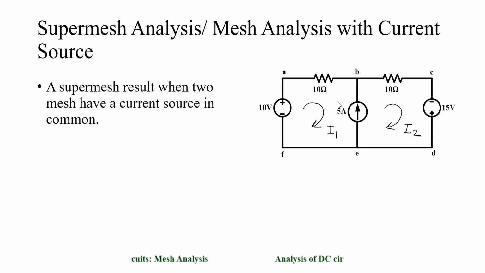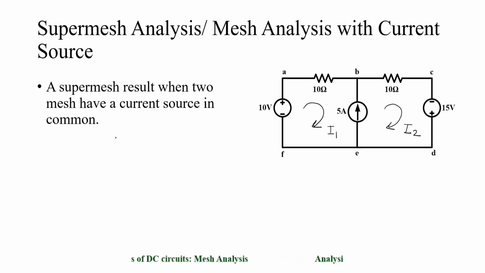Since the KVL in the mesh is not possible, we will write down the KVL for the super mesh. The super mesh will be formed by removing the current source which is common in the two meshes. So these two meshes will be joined with each other and will form a super mesh. So look at over here. This will be your super mesh.